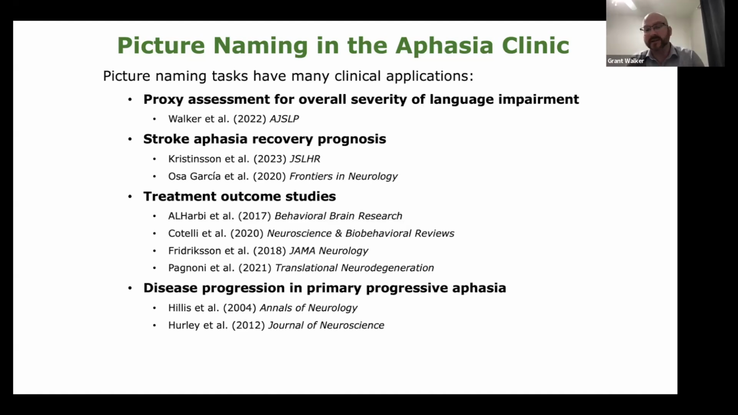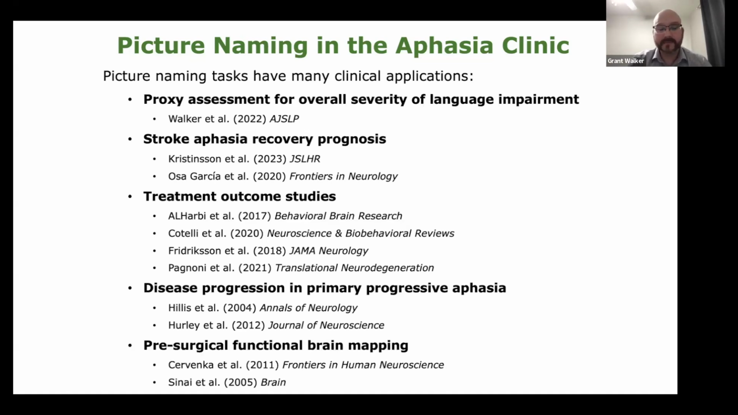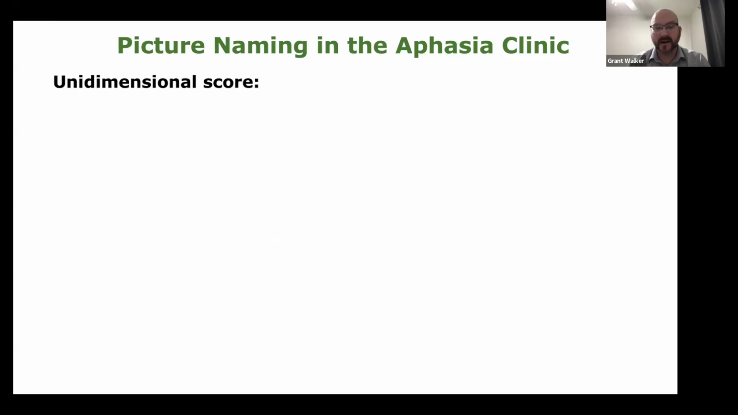Tracking disease progression in primary progressive aphasia, where things are not getting better but tend to get worse, and we want to know how the disease is progressing. It is also sometimes used in pre-surgical functional brain mapping to identify eloquent cortex that surgeons want to avoid cutting. And this is a non-exhaustive list. These are just the ones that come to mind off the top of my head.